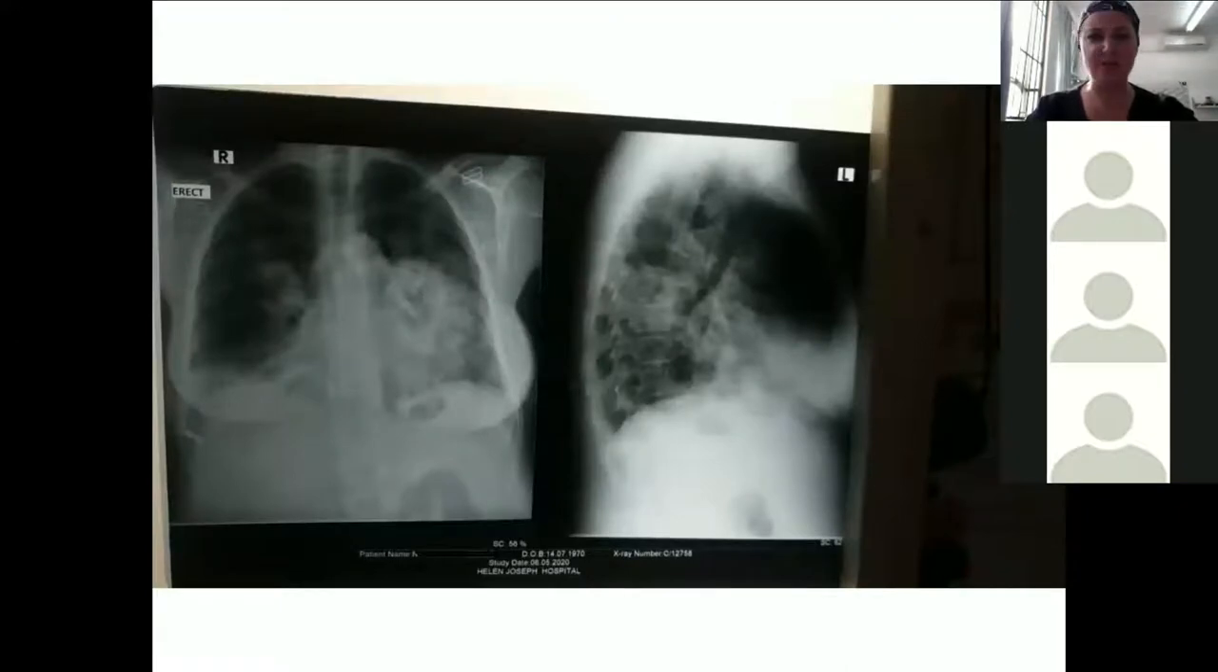So on this x-ray, you've definitely got something going on in the lung fields. Let's ask you what you think it is. What can you see on this x-ray? And you get to answer multiple answers here.